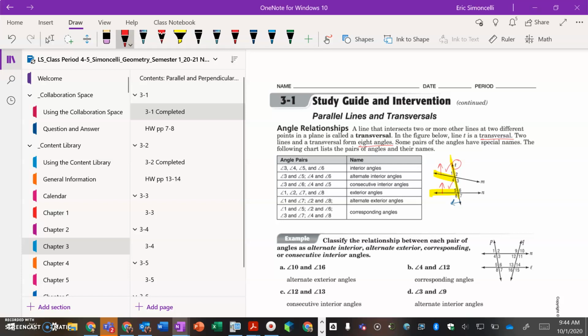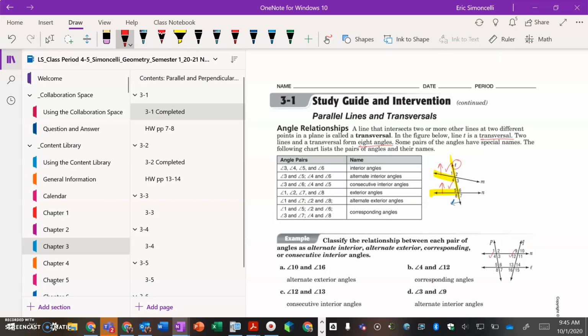So let's take a look at an example. Classify the relationship between each pair of angles as alternate interior, alternate exterior, corresponding, or consecutive interior. So angle 10 and 16, here and here, those two angles are, thanks to the transversal Q, alternate, but they're also exterior of lines N and L. Part B, we've got angles 4 and 12 to take a look at.